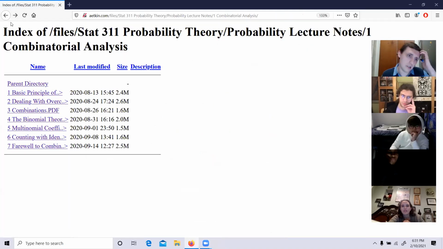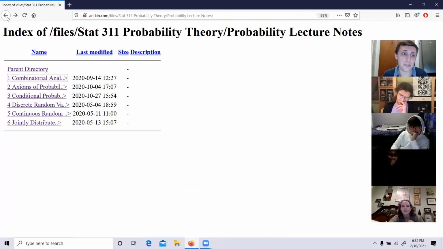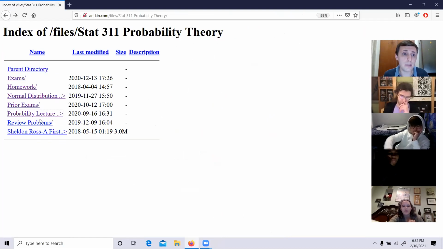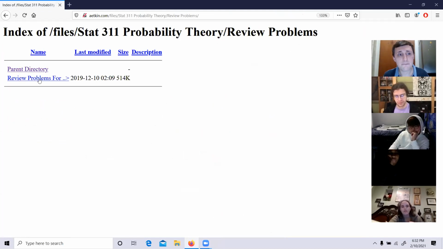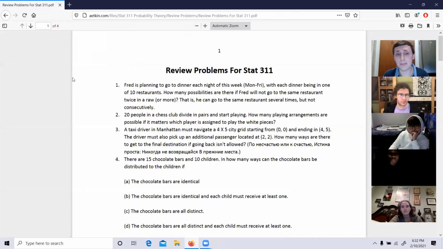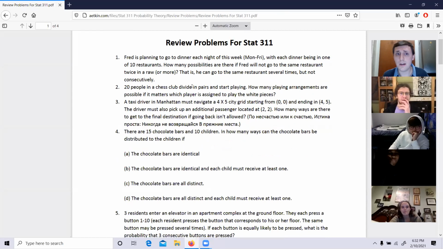Since we already figured out something about combinatorics, let's look at some review problems. We have a selection of problems here that might be easier for the moment. So here is problem number 1. Fred is planning to go to dinner each night this week, Monday to Friday, with each dinner being in one of 10 restaurants.